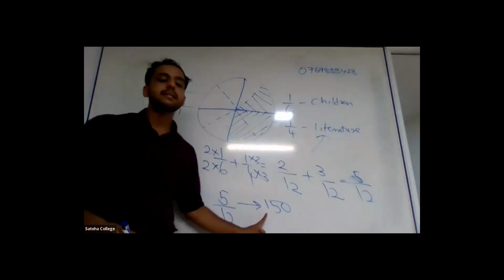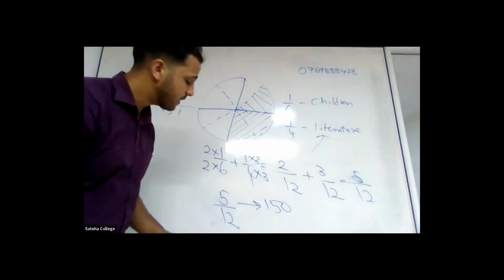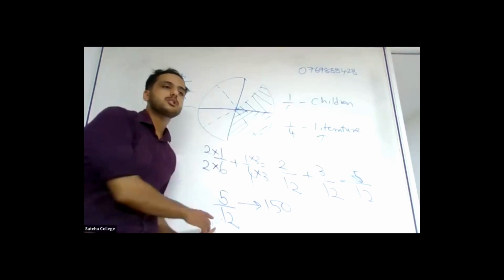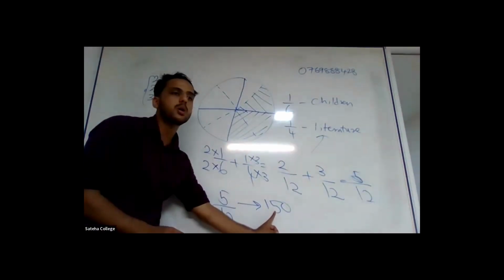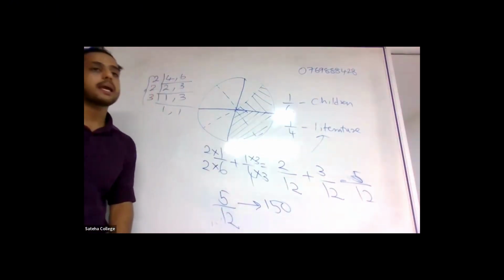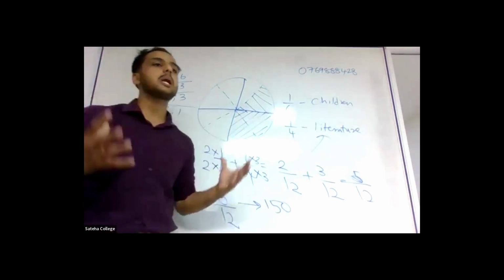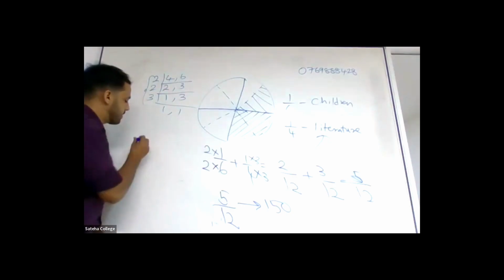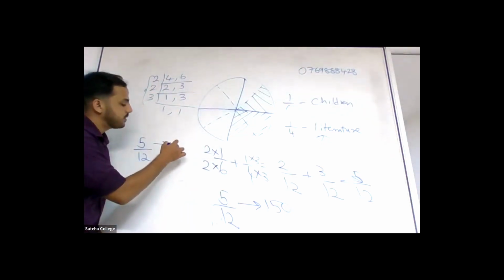The fraction that is donated is 5 over 12, and that is equal to 150. That means if you divide the total number of books into 12 parts, 5 parts is equal to 150 books. Now, if 5 parts is equal to 150, how do you find the total number of parts? See here, 5 over 12 is equal to 150.